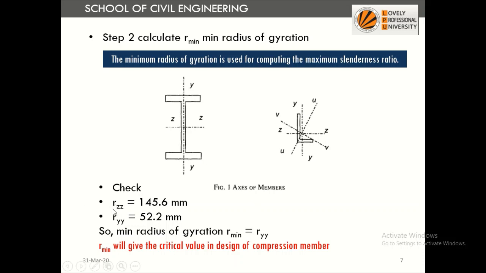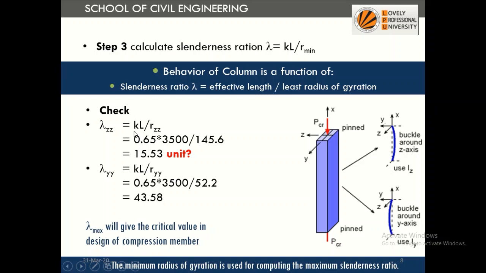So how will we find these values rzz and ryy? They are directly taken from the steel table. Now we'll compare both values. We'll find that the radius of gyration about the y-axis is minimum. So when we calculate the slenderness ratio, we'll use r minimum. It will give the critical value for designing the compression member. So substituting the value of KL, that is 0.65 into the unsupported length 3.5 meters, divided by rzz, we will get the value of lambda zz.